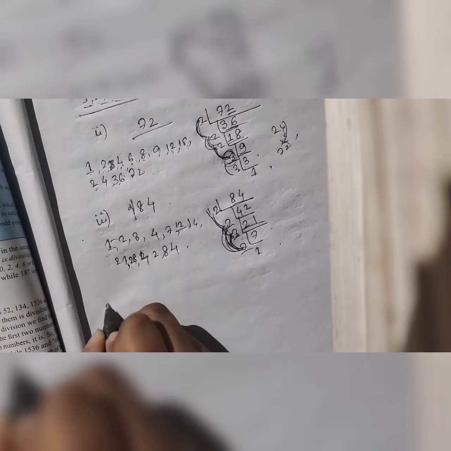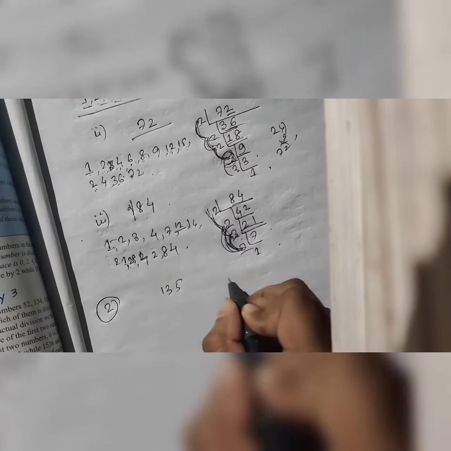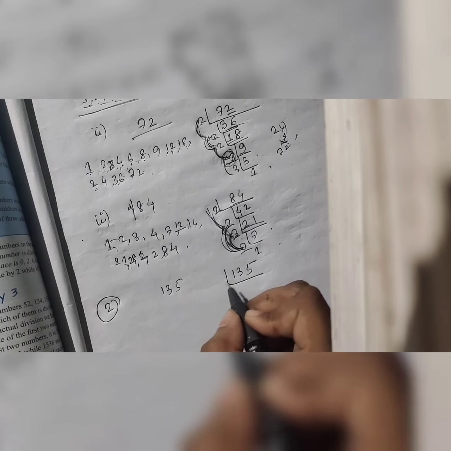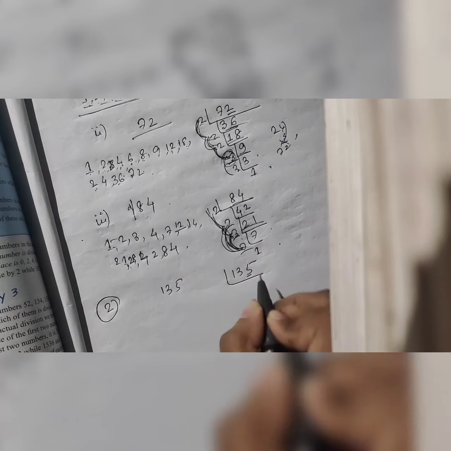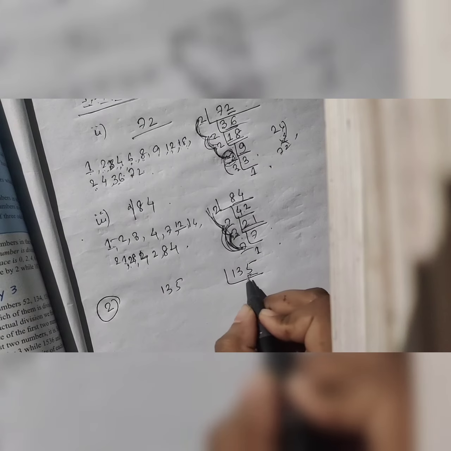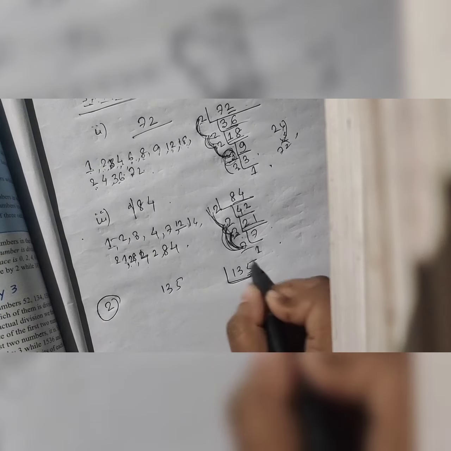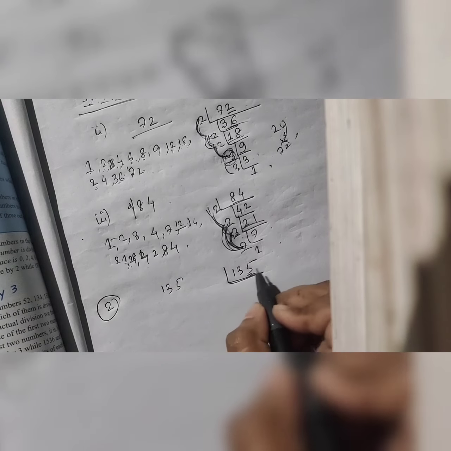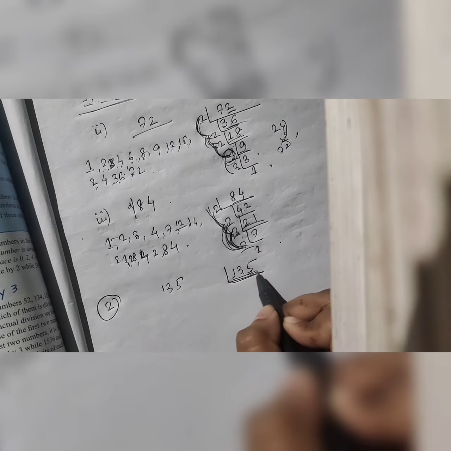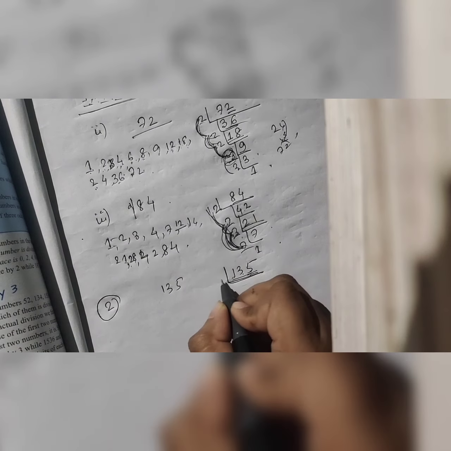So the next question is number 2. Find the factors of 135. 135 is not divisible by 2, because this is not an even number. So we will check for 3, 5, 6, 7, 8, 9. The divisibility rule of 3 says that if the sum of the digits is divisible by 3, then the whole number is divisible by 3. Then we can say that this number is divisible by 3.